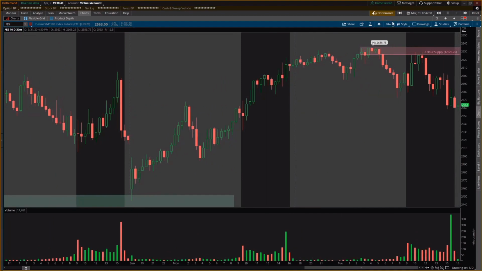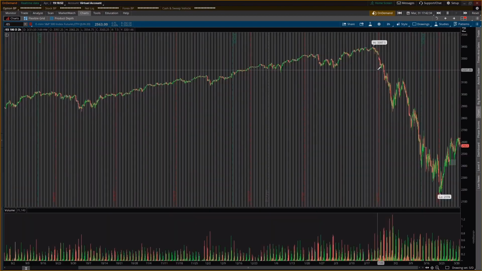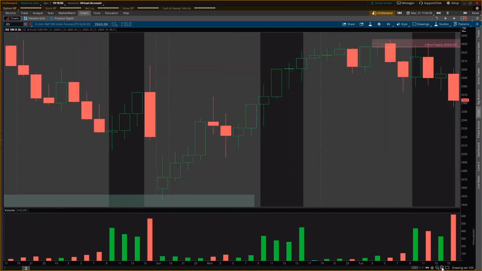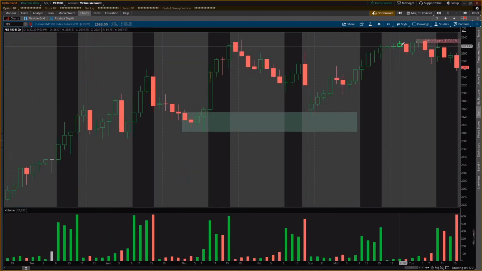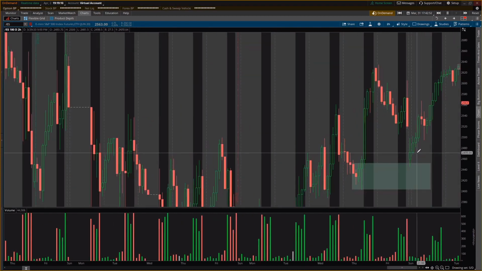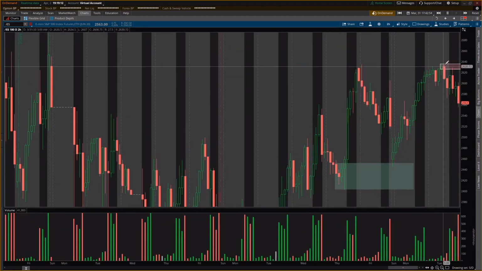But anyway, here is a 2-hour supply zone that I want to show you when you should trade these zones. So we have a nice clean 2-hour zone. We have a rally. We have a base, and we look for that base and candle right here, followed by the drop. And we have a nice supply candle which formed here.